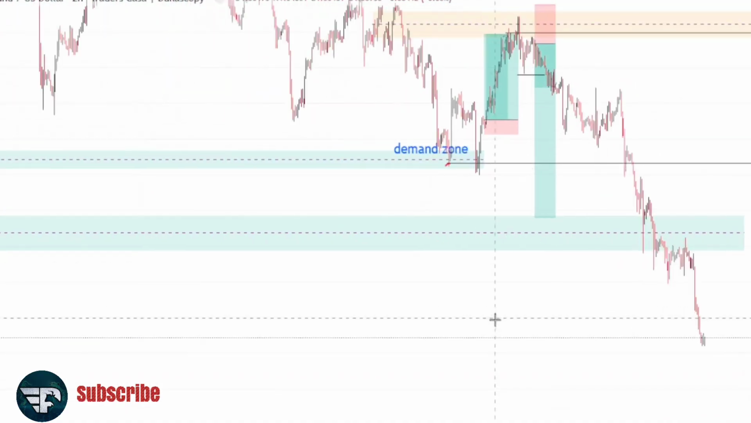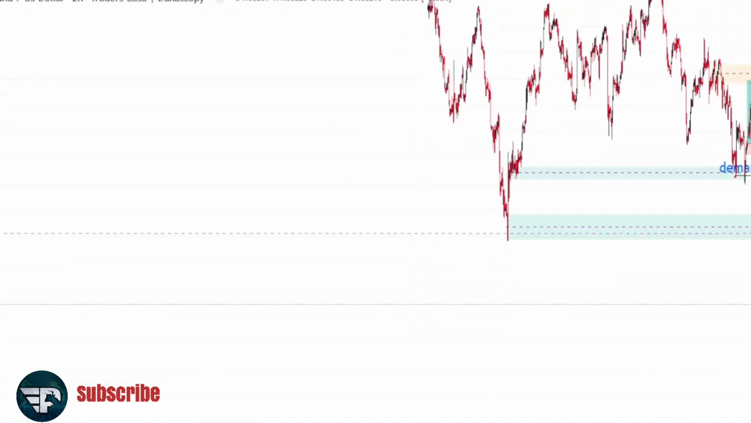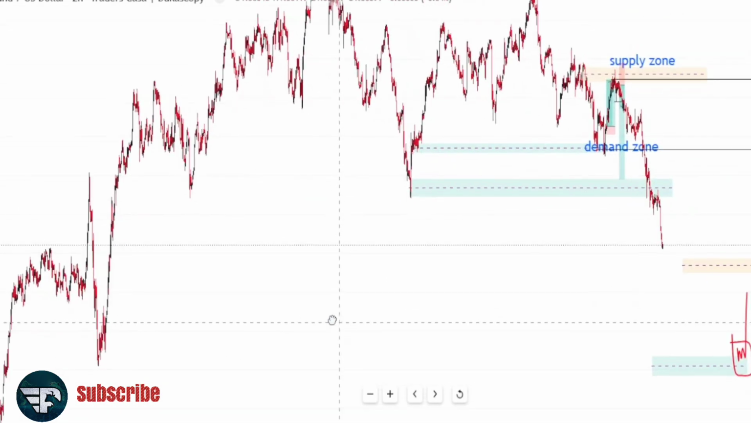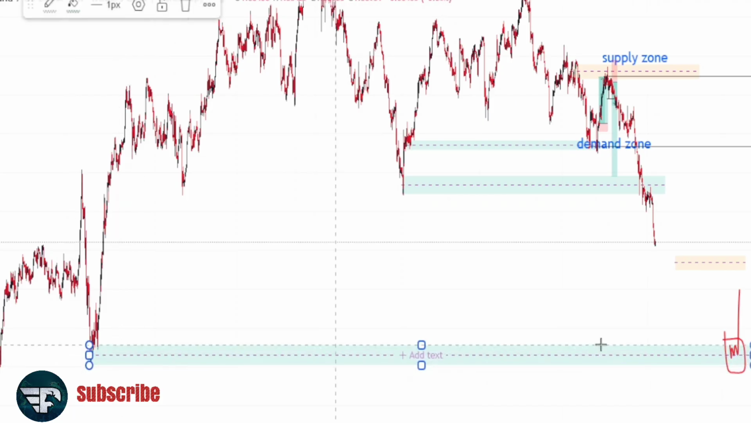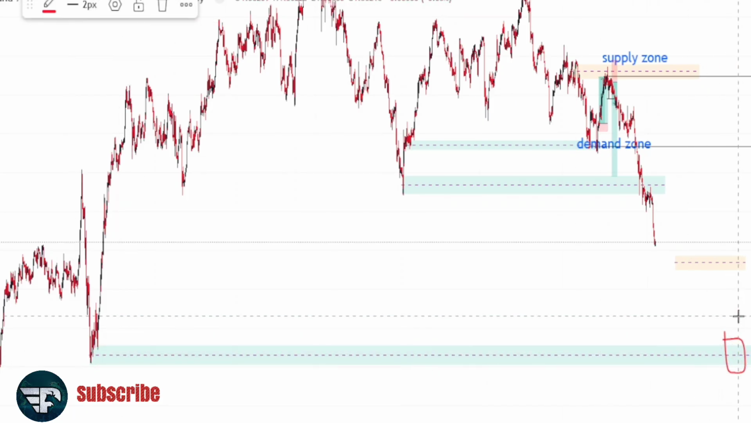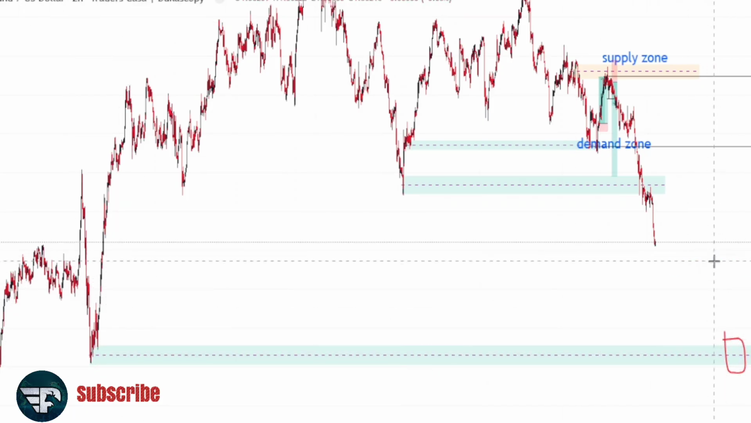So now let's see where price is targeting next. Do we have any demand zone around that place? Let's see. Yes, we have this demand zone around that place. So this place becomes the new demand zone, okay, that price is aiming for.